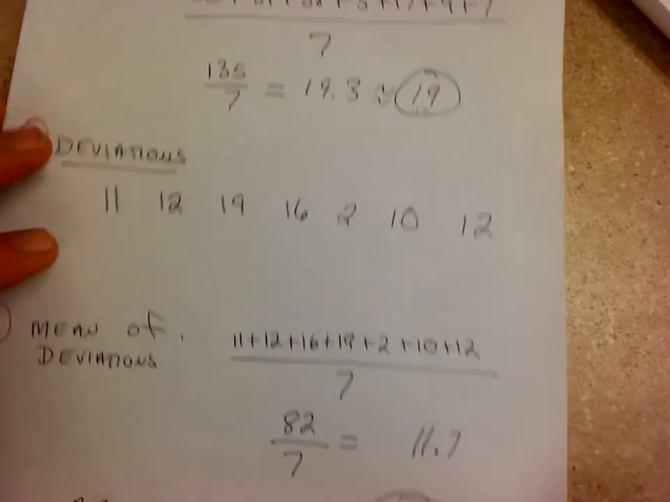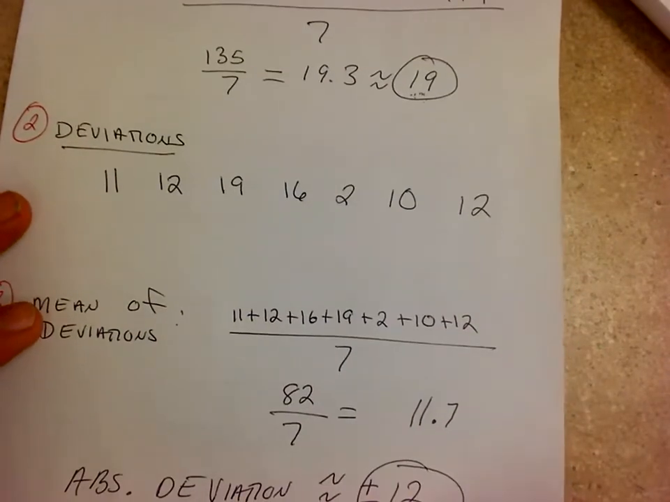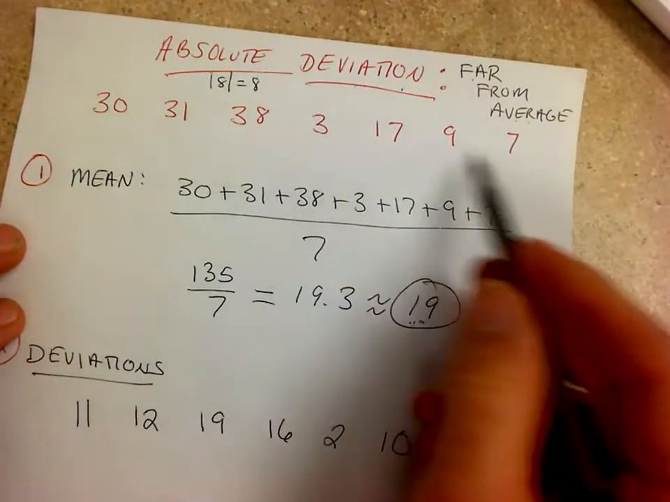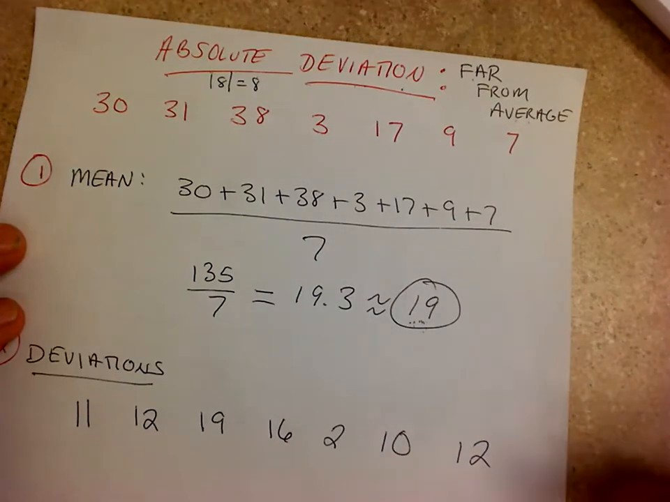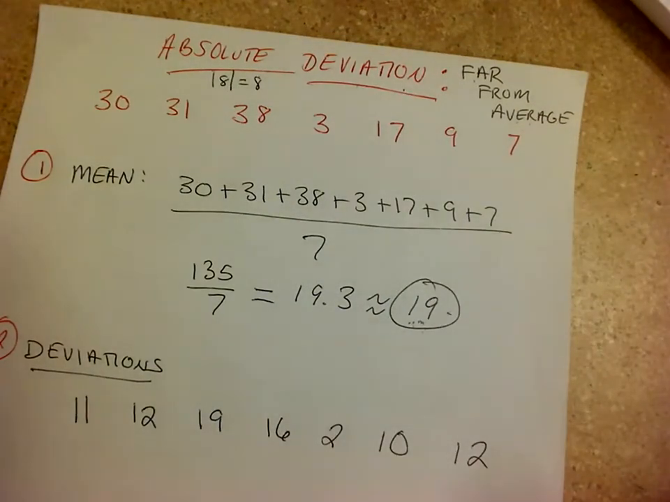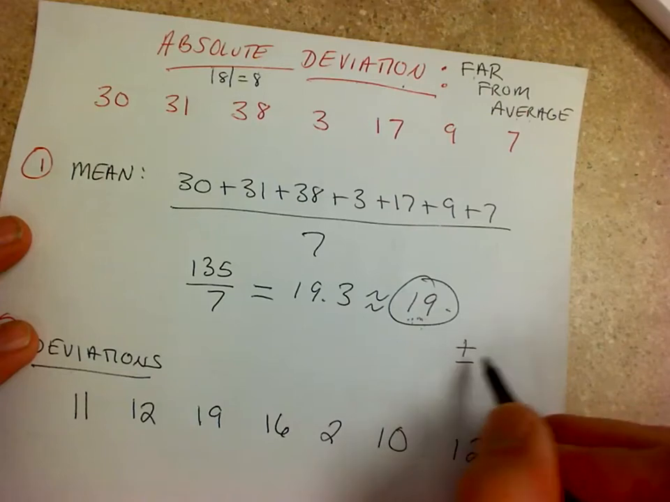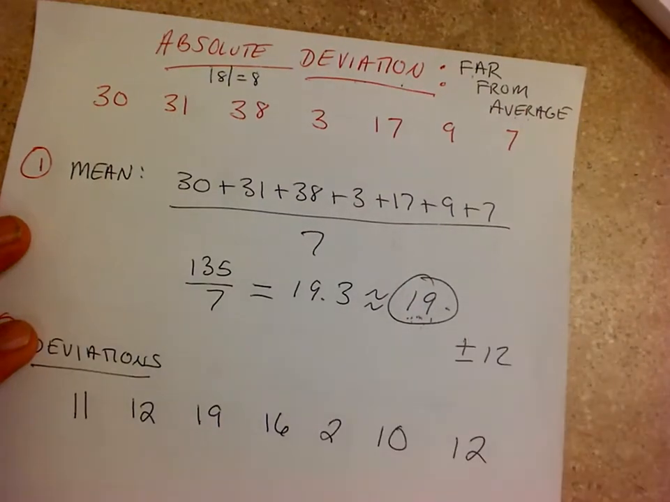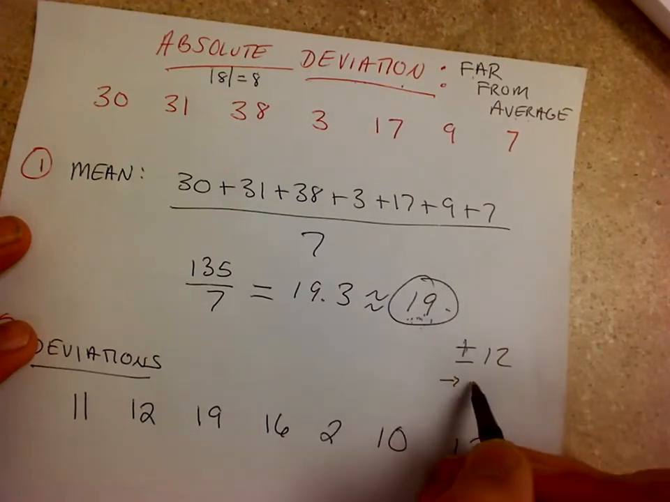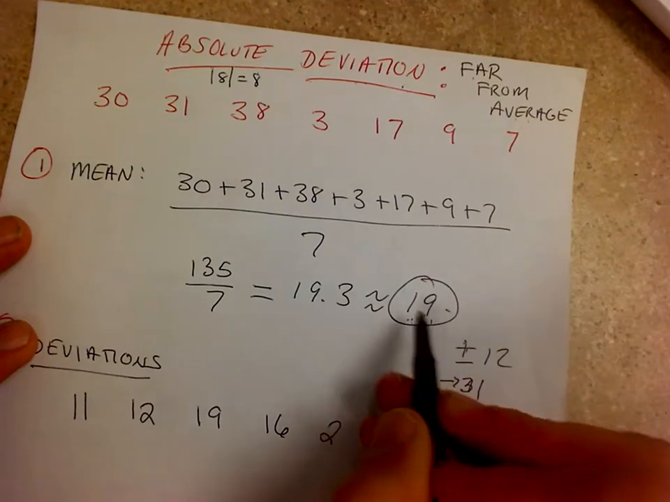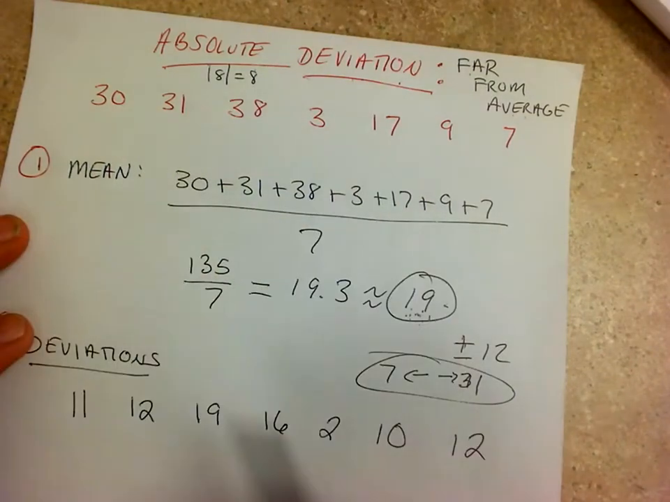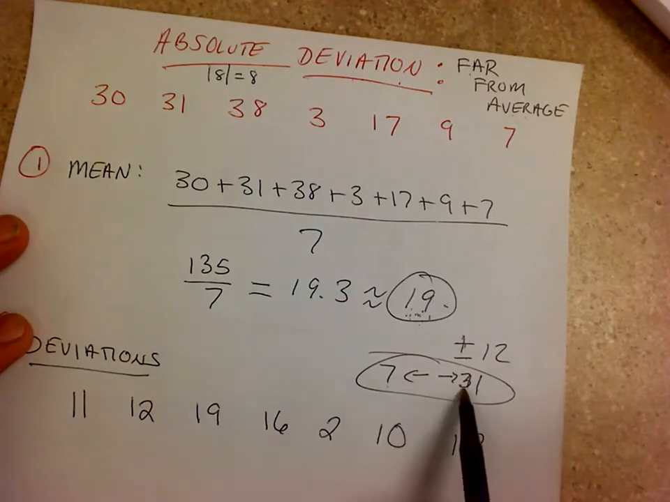Now, what does that tell us? All right, so if we look at our original data set up here, what that's telling us is most of our values, not all of our numbers, I misspoke there, most of our values are within plus or minus 12 of being average. So if you look at that, 19 plus 12 takes us up to 31. 19 minus 12 takes us down to 7. So what we're saying is, if we look at our data set, most of our values are in between 7 and 31.